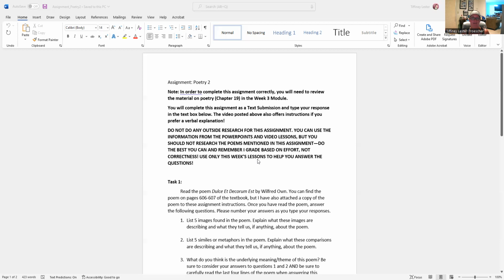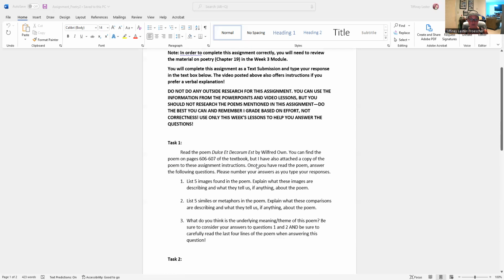Task 1 asks you to read a poem called Dulce et Decorum Est by Wilfred Owen. I have attached a copy of that poem to the assignment instructions, but you can also find it on pages 606 to 607 of our textbook. So you are going to read the poem and then answer these 3 questions. Please number your answers as you type your responses. So question number 1 for Dulce et Decorum Est says, list 5 images found in the poem.